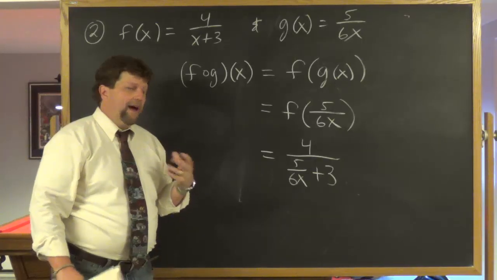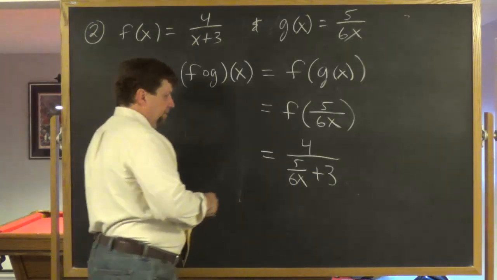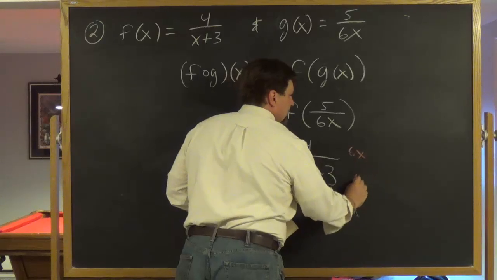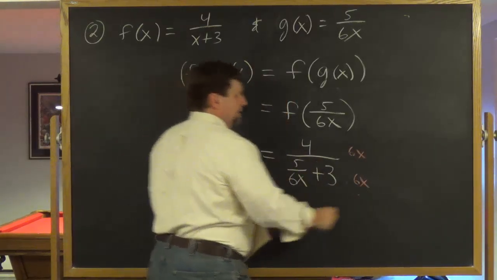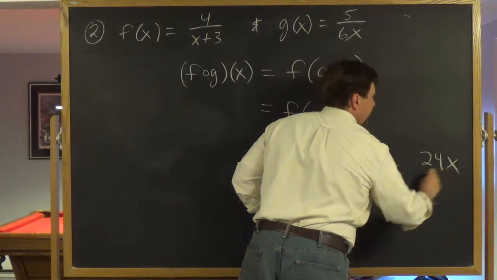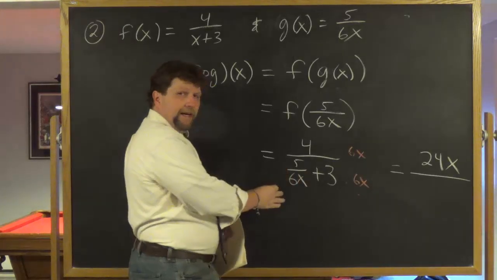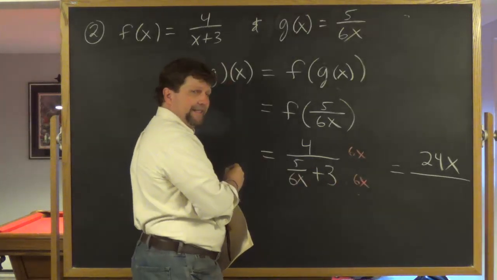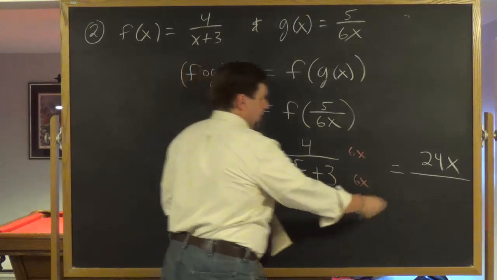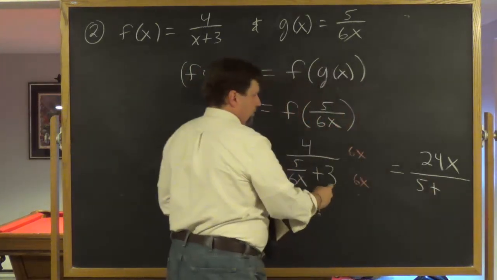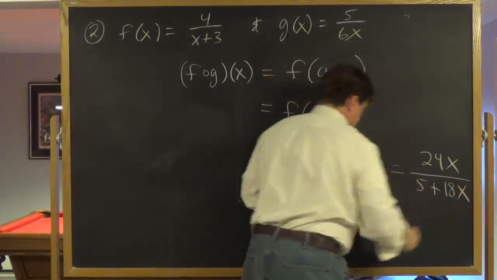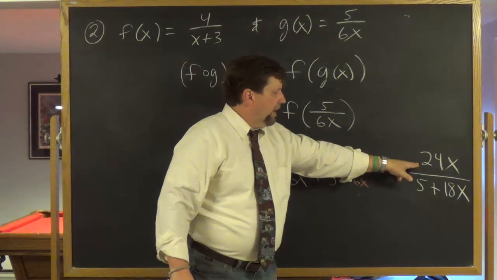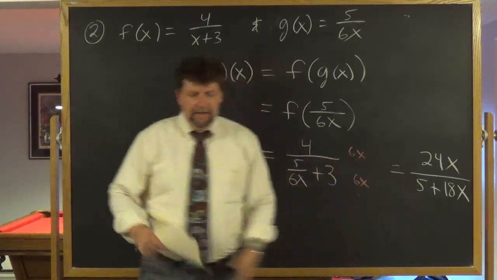So a quick thing to do now, this is kind of like the simplifying part, is just go ahead and multiply the numerator and denominator by 6x. If you multiply the numerator by 6x, that gives you a 24x. When you multiply the denominator by 6x, remember you'd be using the distributive property, so each term here would get multiplied by 6x. So 5 over 6x times 6x is 5, and then 3 times 6x is 18x. So the f composed with g of x, or the fog of x, is 24x over 5 plus 18x. And that's all there is to number 2.